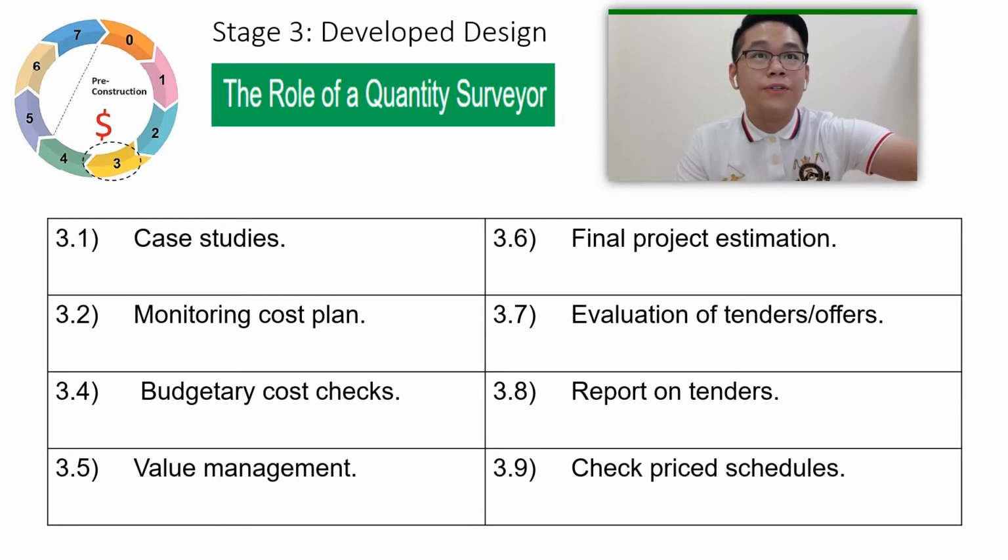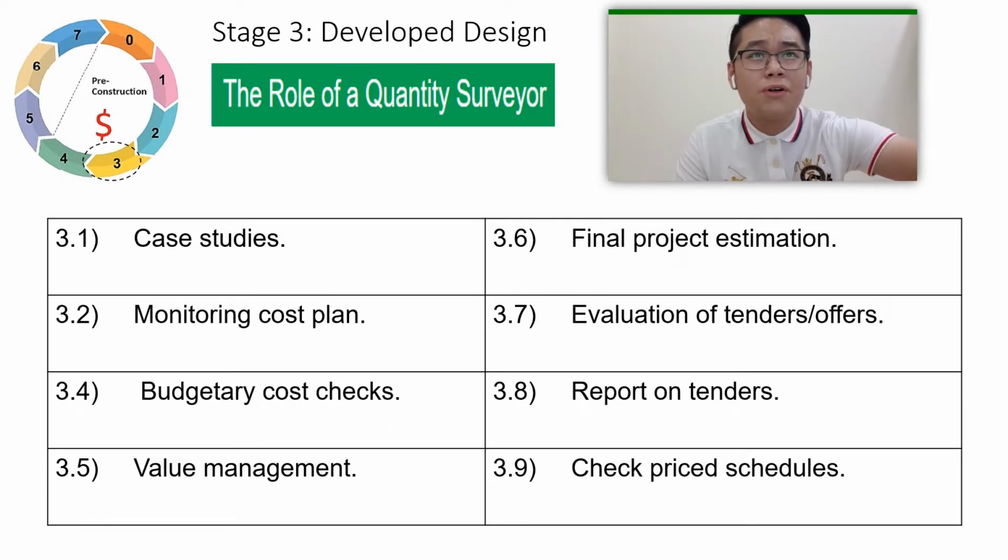The role of the quantity surveyor is to provide advice to the client and designers on the cost and procurement of construction projects. During the third stage, which is the design development stage, the QS, through a series of cost estimates, will assist the client and designers in setting a realistic and structured budget for construction works. This helps designers to design within budgets and allows potential overspends to be noticed early enough for savings to be made. Besides, the services also done by the QS at the developed design stage include cost studies, monitoring the cost plan, budgetary cost checks, as well as value management.